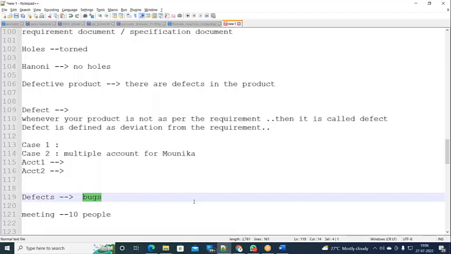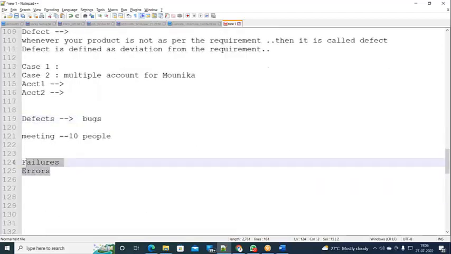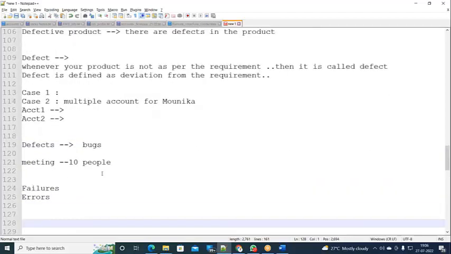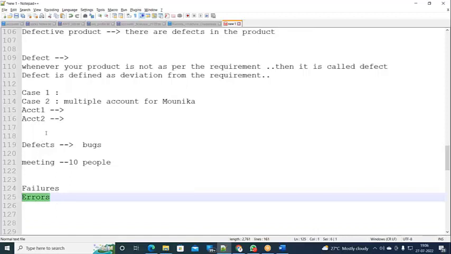Yes, Vishnu, that's what I am telling you. Failures and errors also we will be using, but they are used for different purposes. I'll talk about that later. What is the difference between an error, failure and a defect? But not for today. Let me not mix it up.